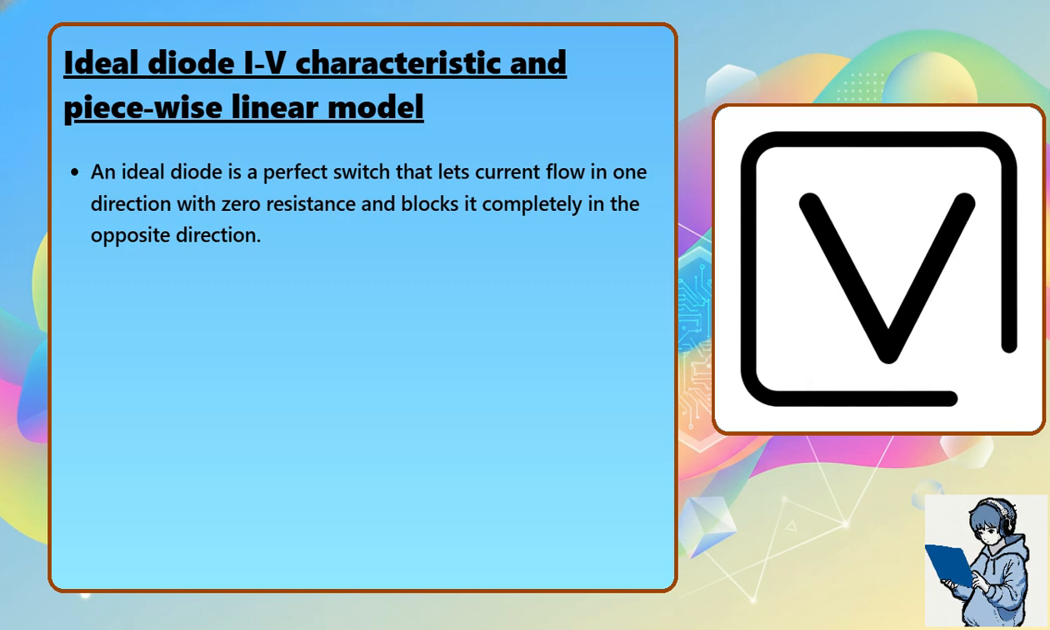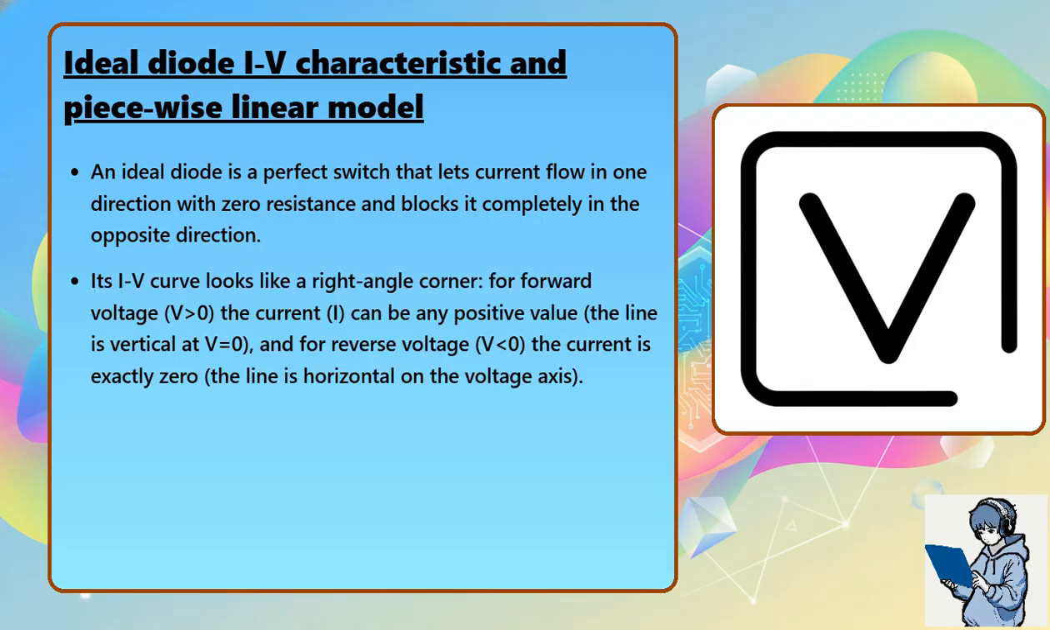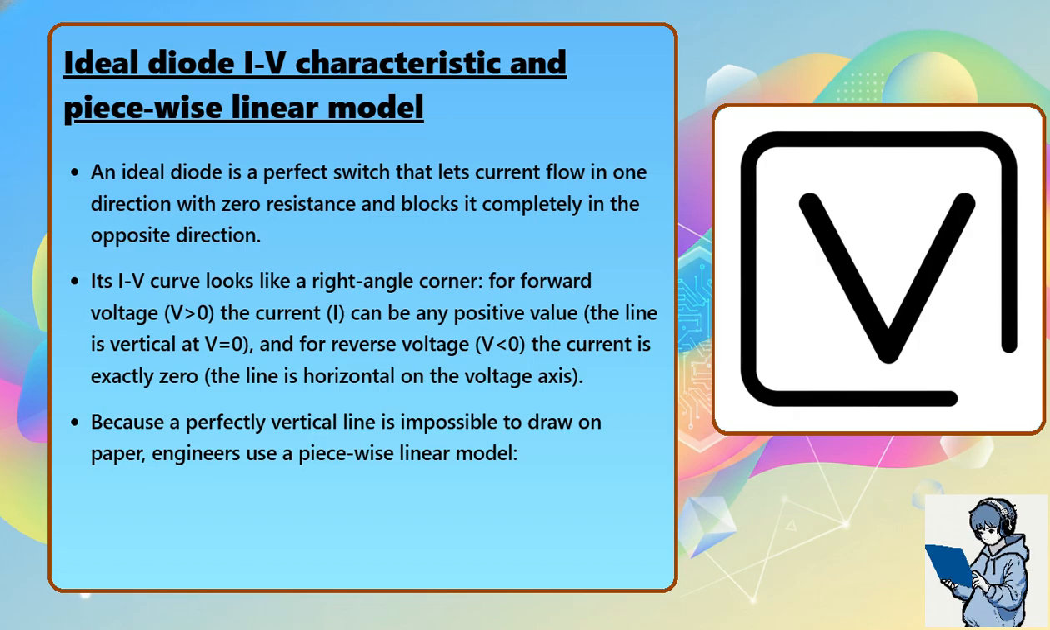An ideal diode is a perfect switch that lets current flow in one direction with zero resistance, and blocks it completely in the opposite direction. Its IV curve looks like a right-angle corner. For forward voltage V greater than 0, the current I can be any positive value, the line is vertical at V equals 0. And for reverse voltage V less than 0, the current is exactly 0, the line is horizontal on the voltage axis.